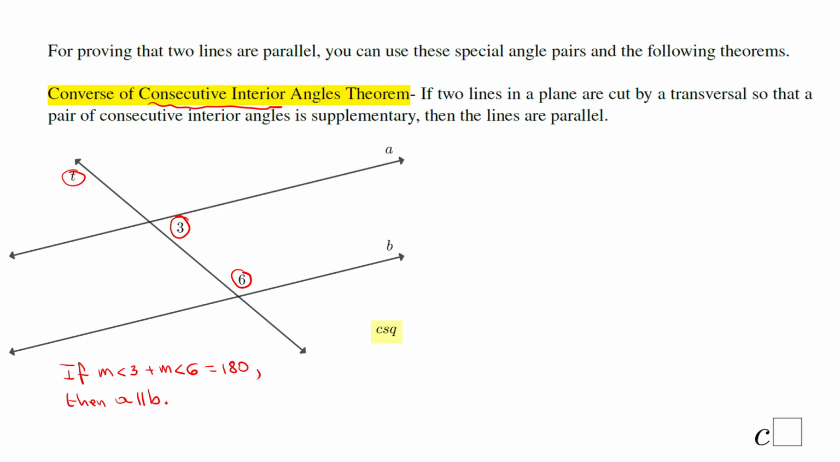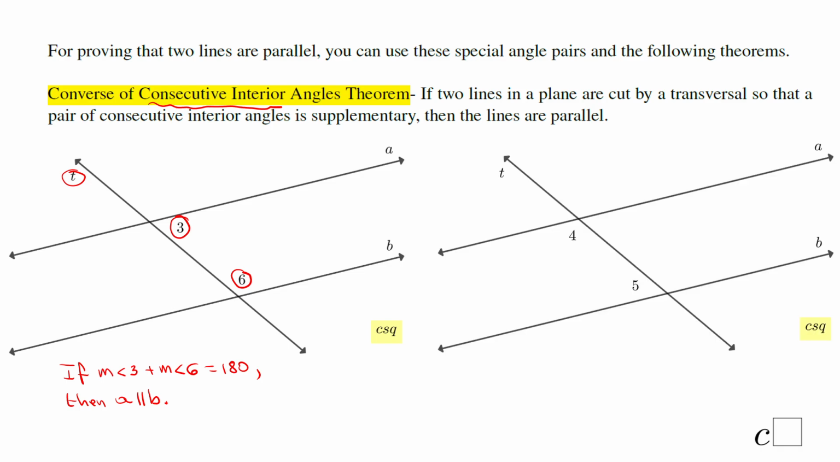But this is not the only pair of consecutive interior angles. We have another one, 4 and 5, and we can write something very similar. If the measure of angle 4 plus the measure of angle 5 equals 180, then these two lines, A and B, are parallel lines. That's what this converse of the consecutive interior angles theorem says.